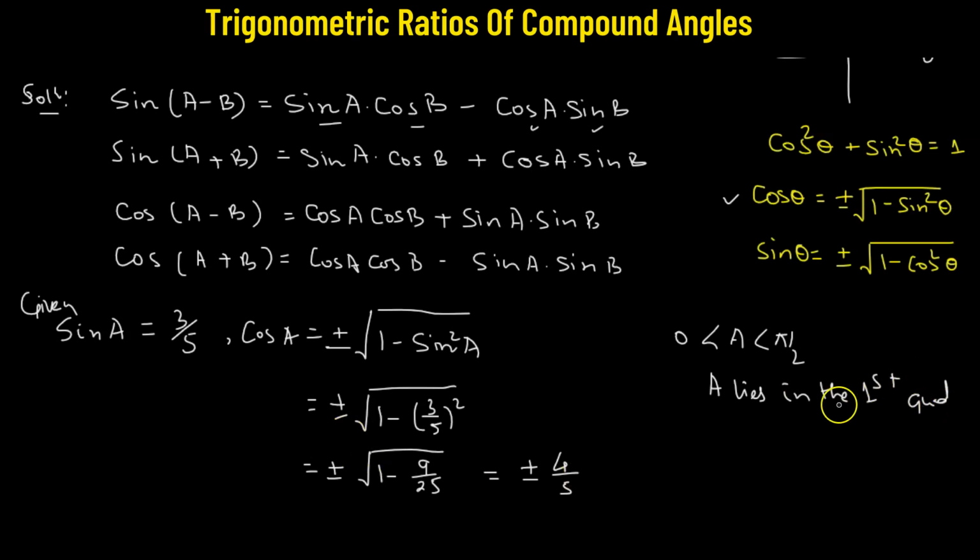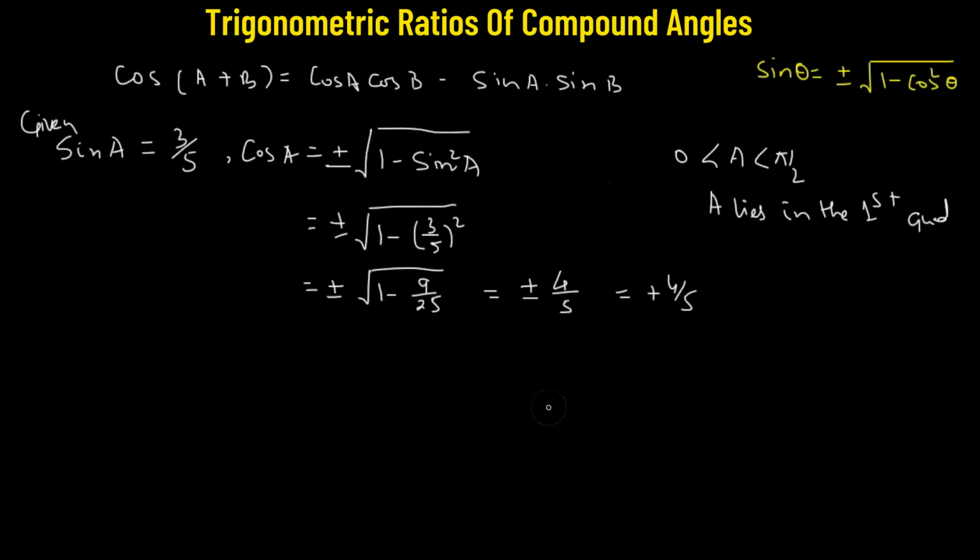We know that all trig functions are positive in the first quadrant. So that means our final value is only going to be positive 4 over 5. So now we have the value of cosine of A. Let's note this down. The cosine of A is positive 4 over 5.